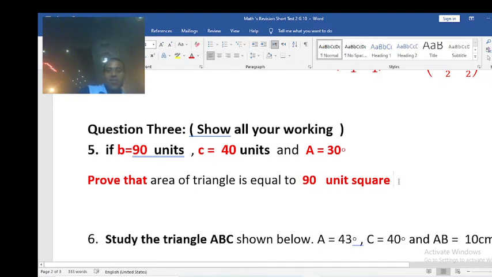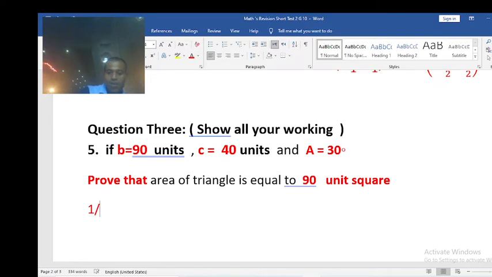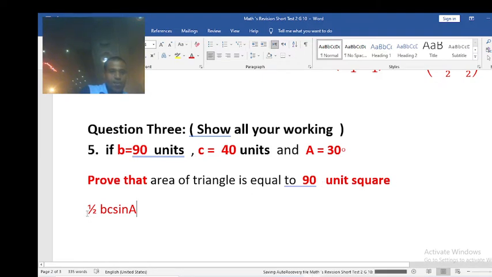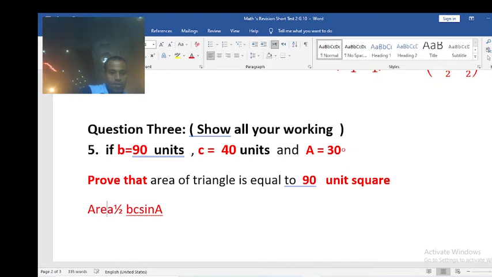We will use the formula: 1 divided by 2, multiply by BC, multiply by sine of A. This is the formula in general. Okay, this is area equal to, just substitution here, it will be equal to half multiply by 90 multiply by 40 sine of 30 degree.